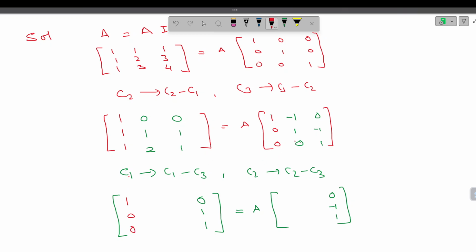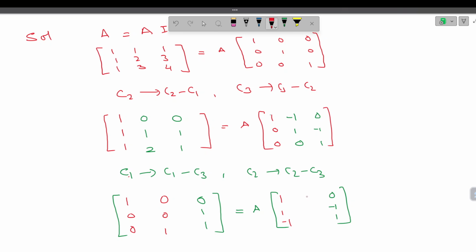C1 implies C1 minus C3. So 1 minus 0 is 1. 0 minus of minus 1 is plus 1. This is minus 1. Now C2 implies C2 minus C3. 0 minus 0 is 0. 1 minus 1 is 0. And 2 minus 1 is 1.